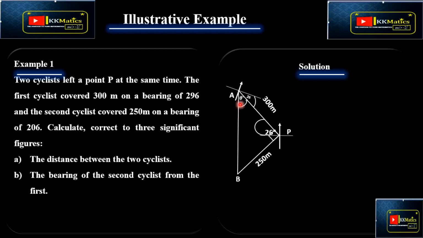This is the second cyclist. From the first, this is the first cyclist. This is the line of the first cyclist, and this is the line of the second cyclist. So you're told to find the bearing of the second cyclist from the first, which is this.